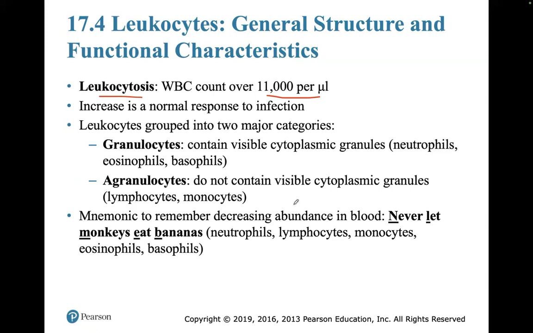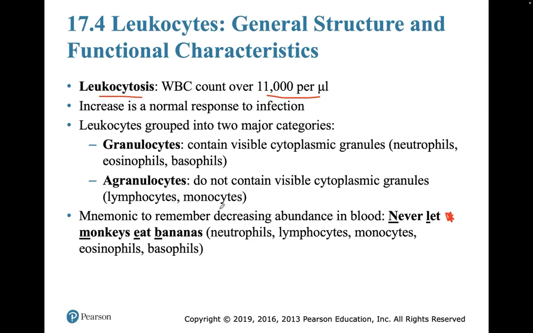There are two categories of leukocytes: granulocytes, where the cytoplasmic granules are visible, with three subtypes, neutrophil, eosinophil, basophil, and agranulocytes, which do not contain cytoplasmic granules, lymphocytes and monocytes. Use this mnemonic also in lab. You can use this: never let monkeys eat bananas.